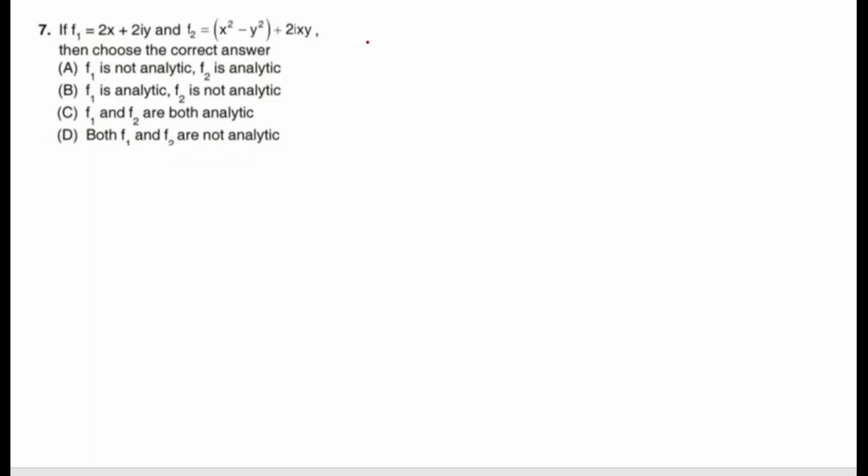Yes, now I'm going to rewrite the question again. F1 what they have given is equal to 2x plus 2iy and f2 is equal to x square minus y square plus 2ixy. This is what they have given, right? Now we must check whether this is analytic or not analytic. Both are analytic, either one is analytic, or neither is analytic, right?